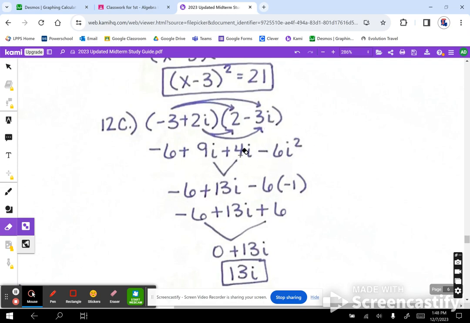Combine your like terms, 9i and 4i adds to 13i. i squared is always negative 1. Make sure you know i squared is negative 1. Negative 1 times negative 6 is positive 6. When I combine my like terms, negative 6 and 6 combines to 0. So I'm left with just 13i.